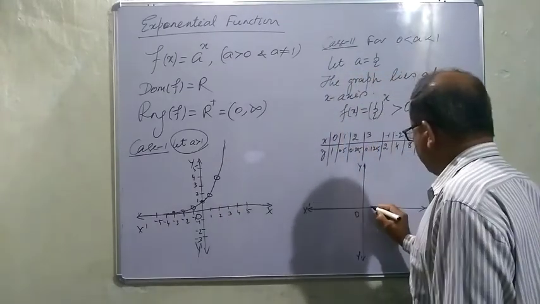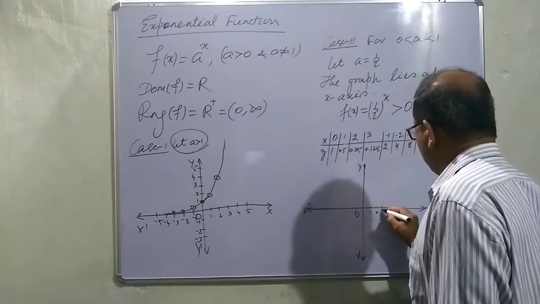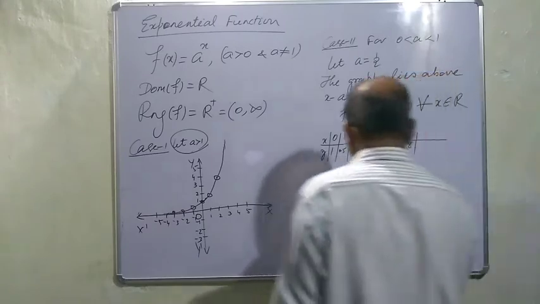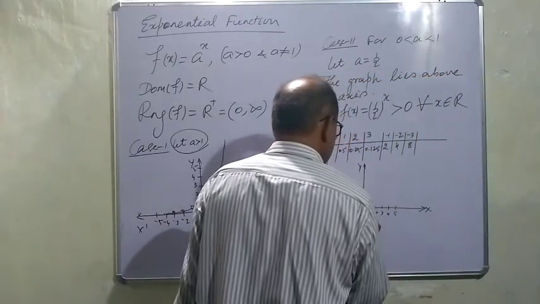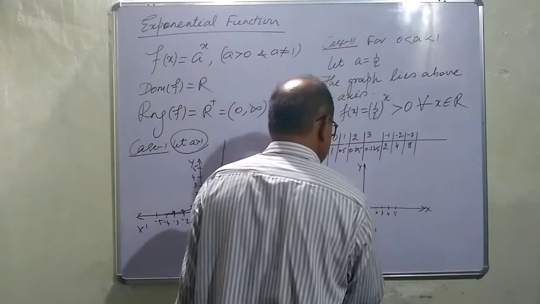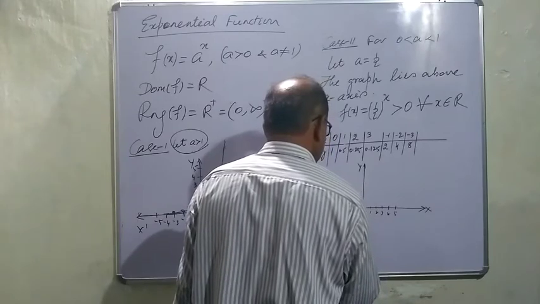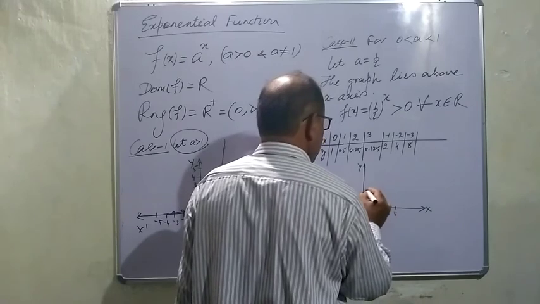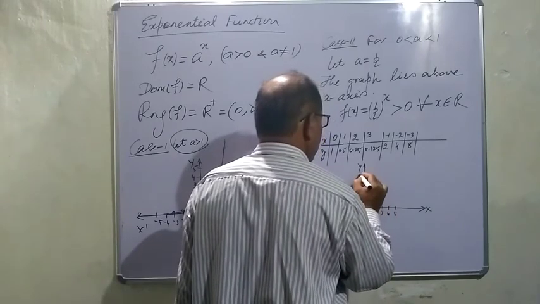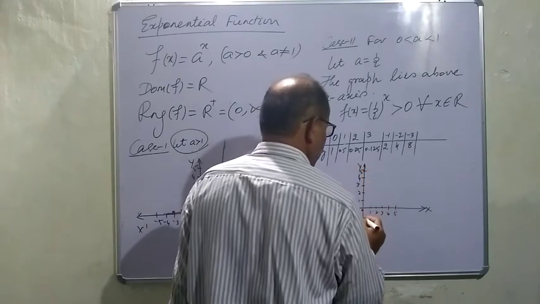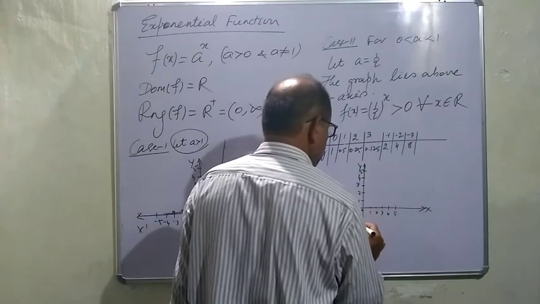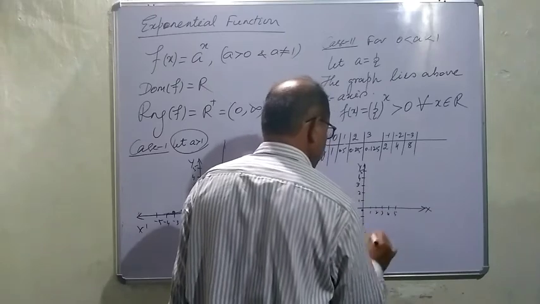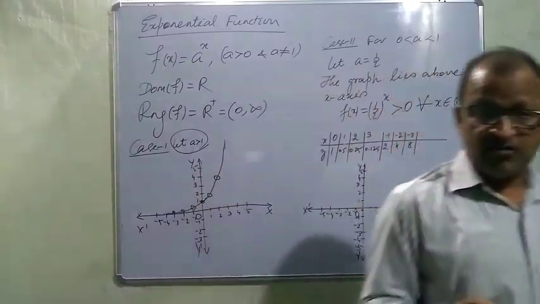Yes, you take the points 1, 2, 3, 4, 5. It is 0, minus 1, minus 2, minus 3, minus 4, minus 5. 1, 2, 3, 4, 5. Minus 1, minus 2, minus 3, minus 4, minus 5. Be acquainted with the curve.